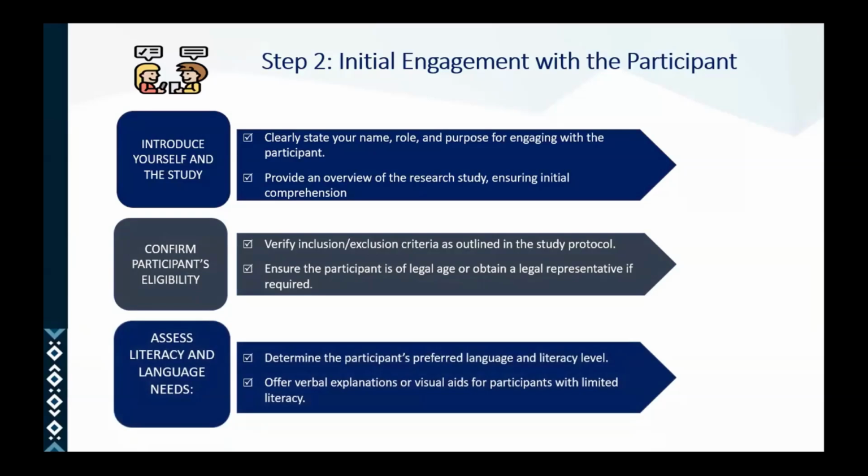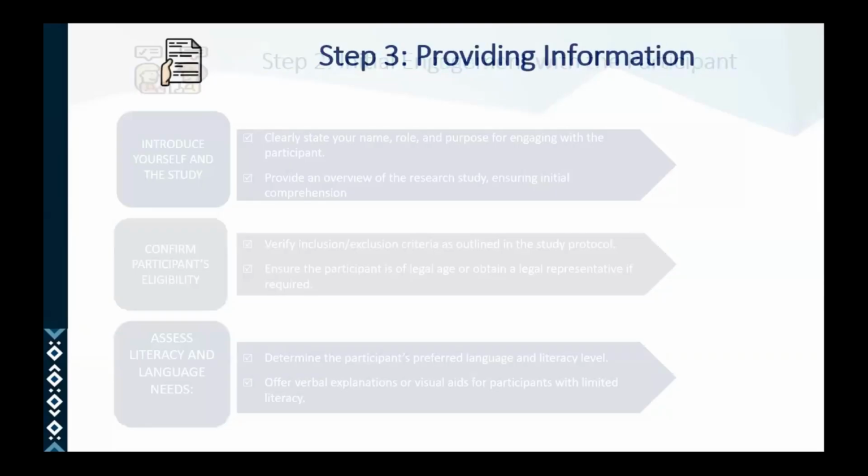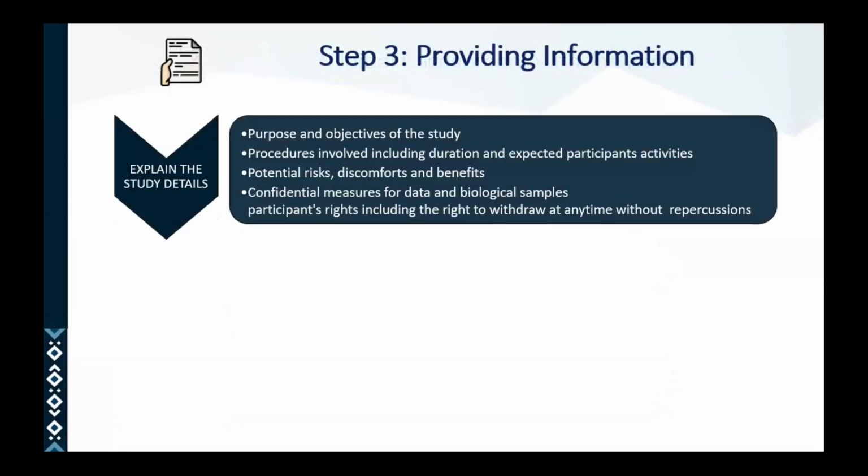The next thing you should do is to assess literacy and language needs. Determine the participant's preferred language and literacy level. Offer verbal explanations or visual aids for participants with limited literacy. Step three is about providing information.